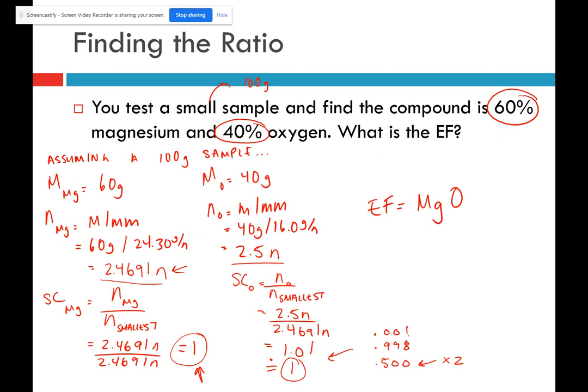But all the answers you're going to get are going to be really close to a whole number like 0.001 or 0.999 or really, really close to a half. You're not going to get numbers like a third or a quarter or anything like that. Okay? So it should be pretty obvious when you look at the solutions what your subscript should be.